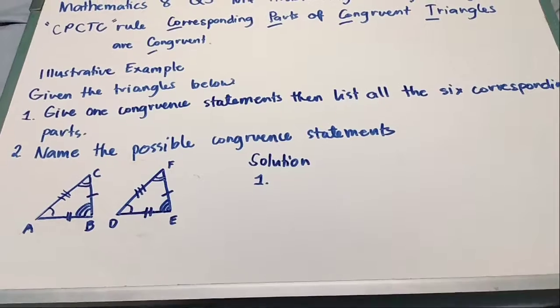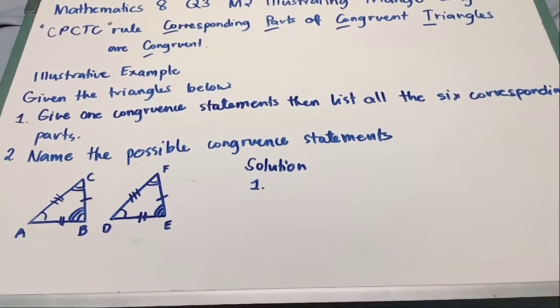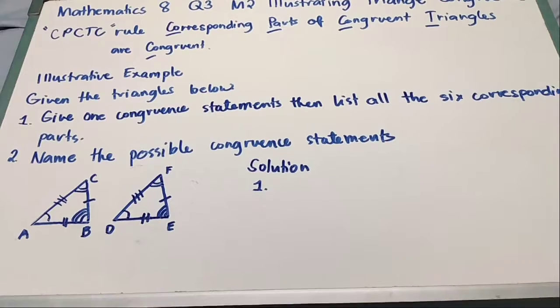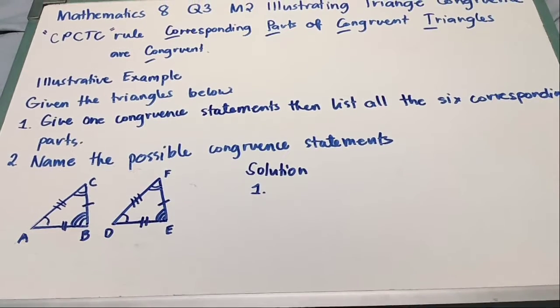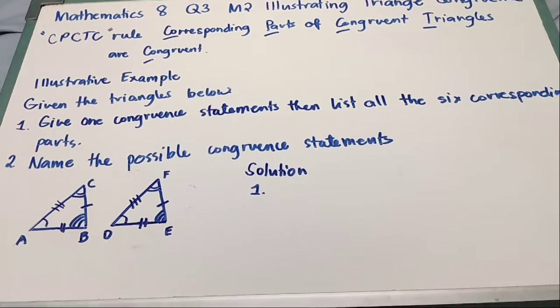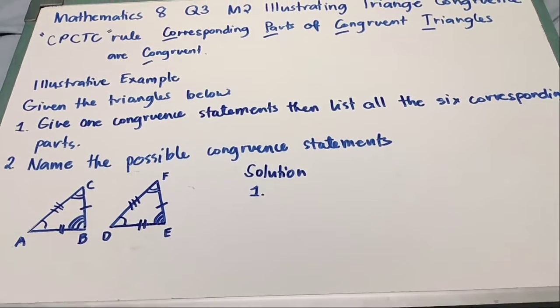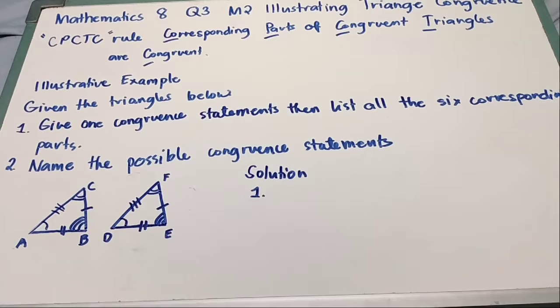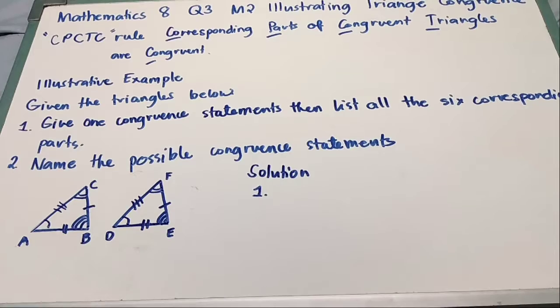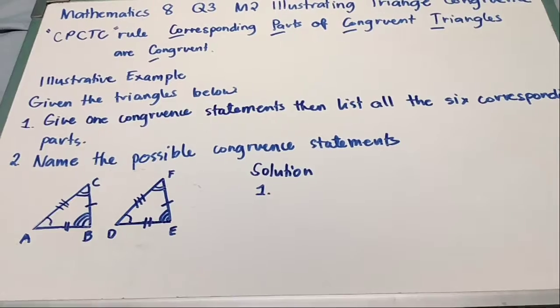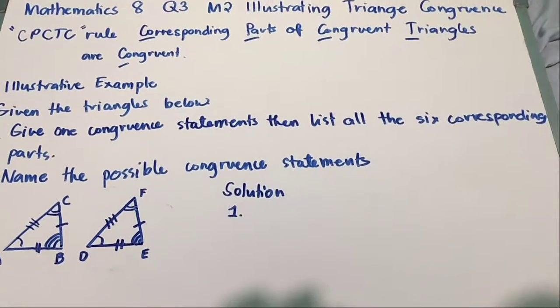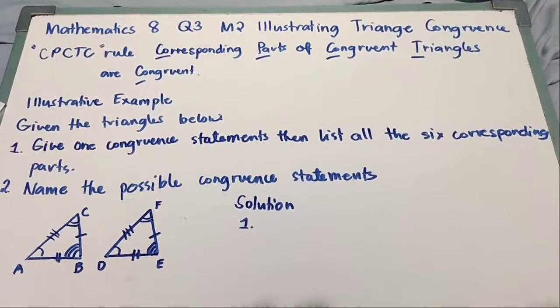Okay, look at the triangles below. How can we name these two triangles? Okay, we can see that there are 3 vertices, 3 sides, 3 angles on the given. So we can name that as triangle ABC corresponds to, or congruent to, triangle DEF. Okay, so let's name these two triangles.